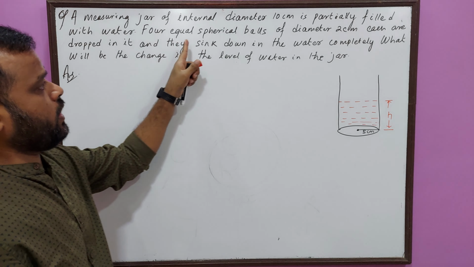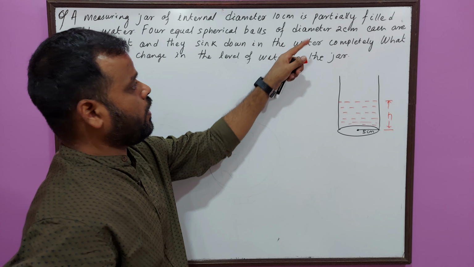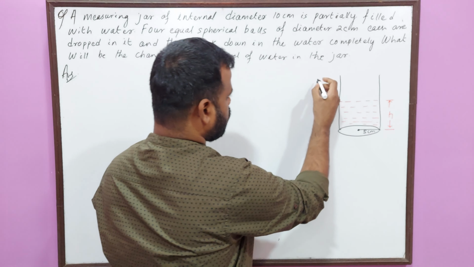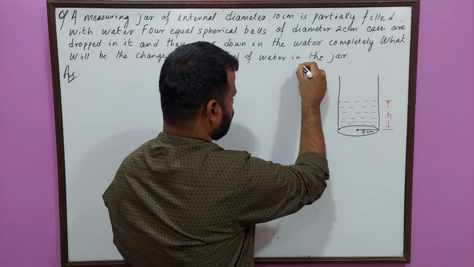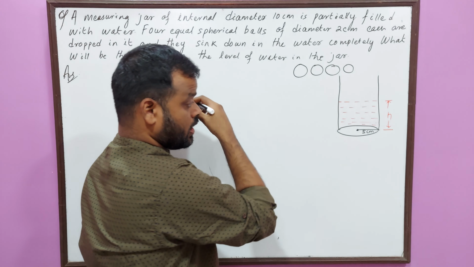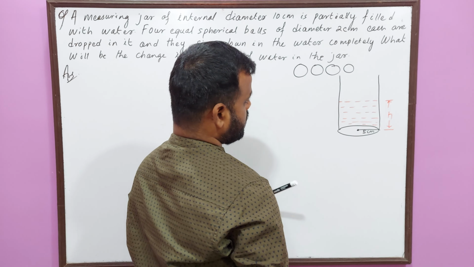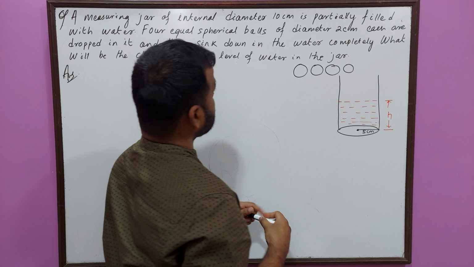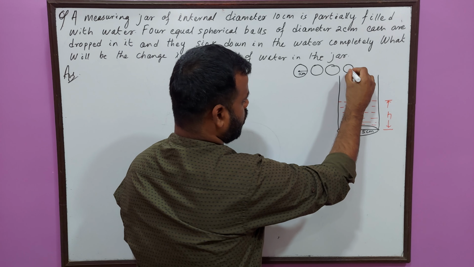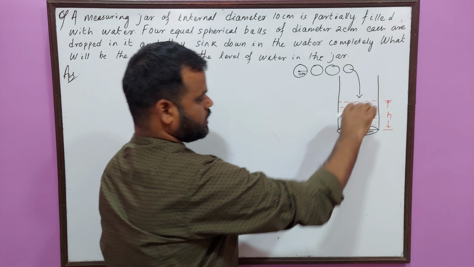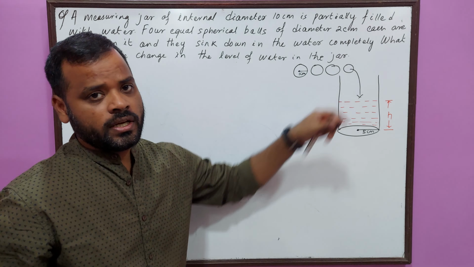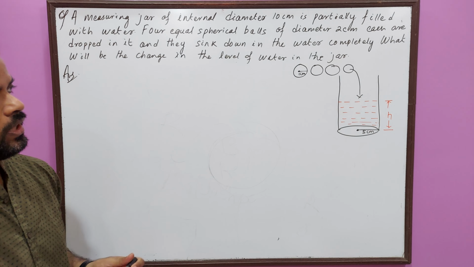Now it is given that 4 equal spherical balls of diameter 2 centimeter each are dropped into it. So 4 equal spherical balls are dropped into it. The diameter is 2 centimeter, so the radius is 1 centimeter. These are dropped into it. And the question says they sink down in the water completely.